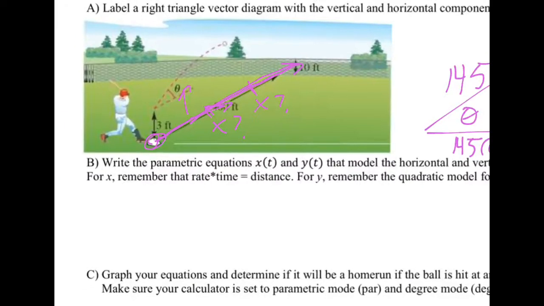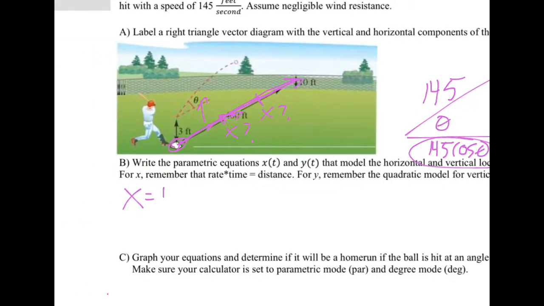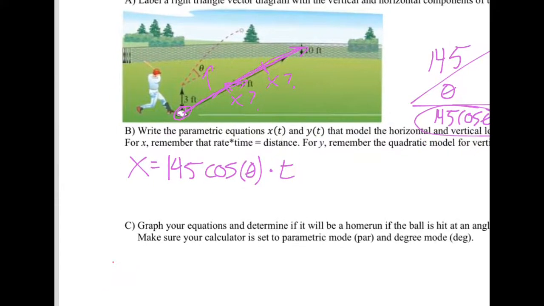Well, think about what we're doing. We're taking that baseball and we're launching it away from the batter. So I'll give you a little hint here. Remember that rate times time will give you your distance. And so we're talking about a distance away from the batter, distance x. Well, what is our rate? Our rate is the horizontal component of that velocity, so 145 times the cosine of whatever that theta works out to be. That is our rate, and all we need to do is multiply that by our time.